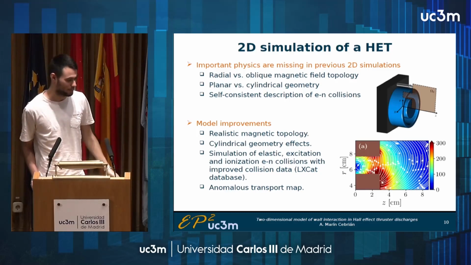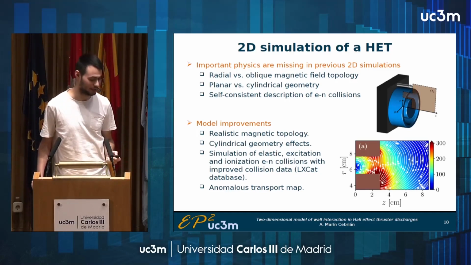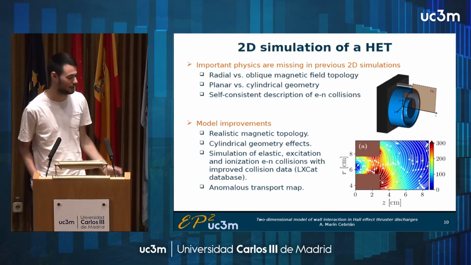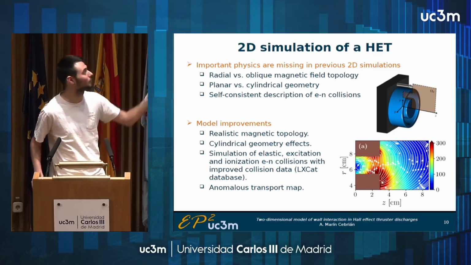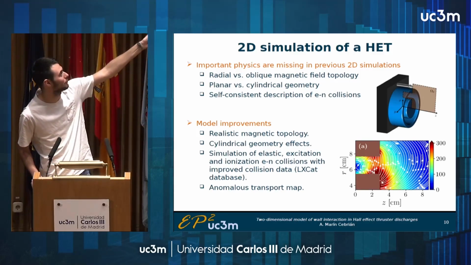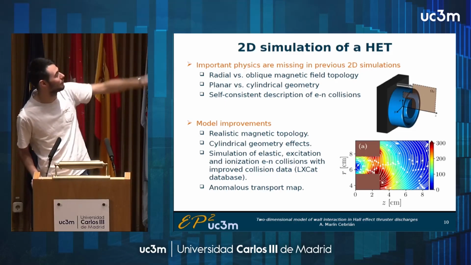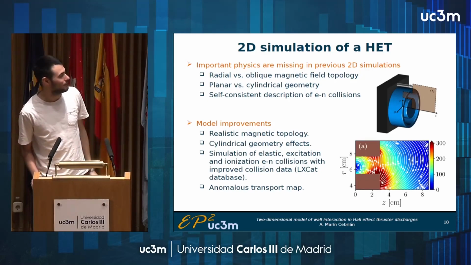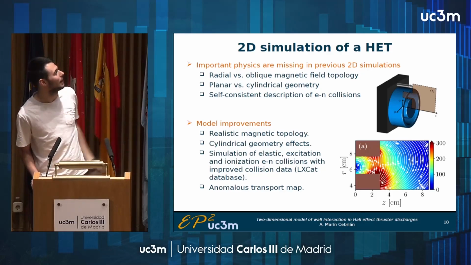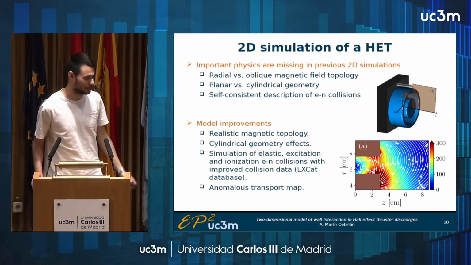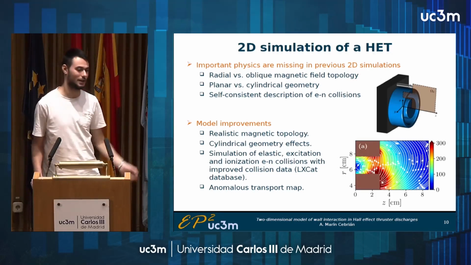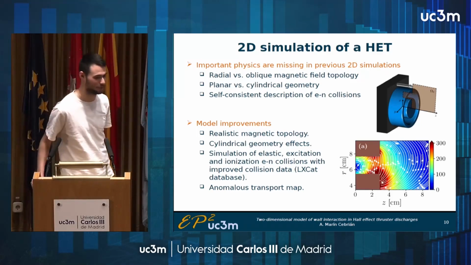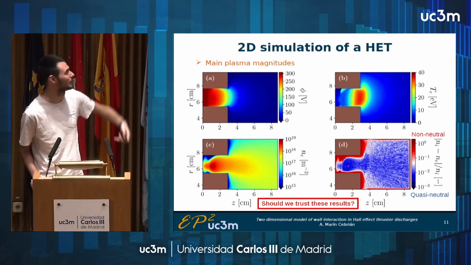In previous presentations of this code, I was presenting some simplified versions of these simulations, but they were missing some important physics. For example, in previous simulations, we saw that there was an important change between radial and oblique magnetic field topology. We also included cylindrical geometry effects because, of course, this thruster is not planar, it's annular, and we need better descriptions for the electron-neutral collisions, which Matteo is also using for his plume simulation. So this is also an improvement for the model itself, which is valid not only for this, but for other things.